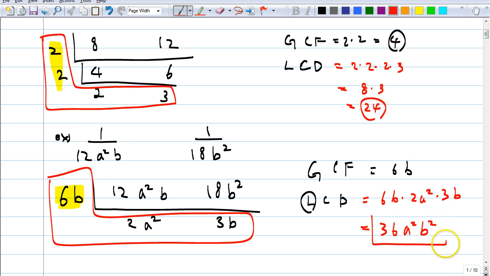How many people like this method better than the method from last time? Now you have two tools to use. If you're not so sure, you could even check. Any questions? The GCF is 6b right here. It's whatever is on the left side of this upside down cake. People call it that, and you multiply those to get the GCF. Okay, are we good?